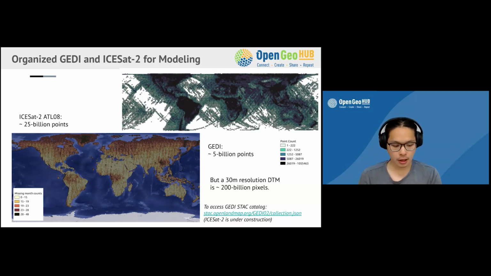The ICESat-2 catalog is still under construction, but the data will soon be open under a CC BY license. Everyone can also use this data to map what they are interested in. Okay, next one.